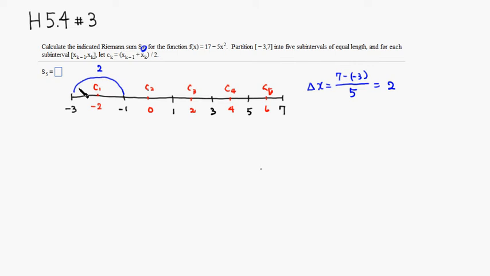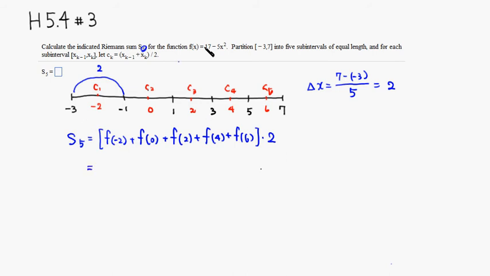But in order to compute S5, all you have to do is this. S5 is equal to: take the function f and plug in c1, in this case -2, plus f of c2, which is 0, plus f of c3, which is 2, plus f of c4, which is 4, and c5, which is 6, and then times delta x, in this case 2. So let's compute this.